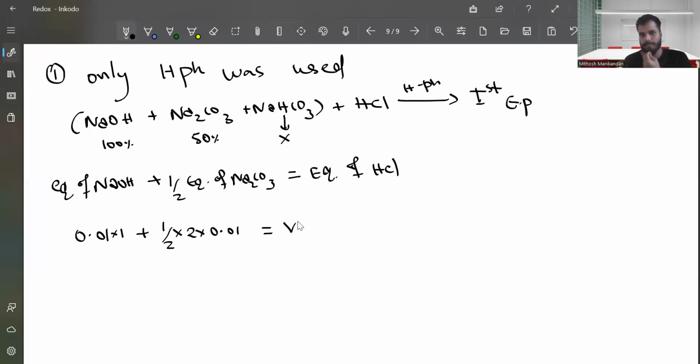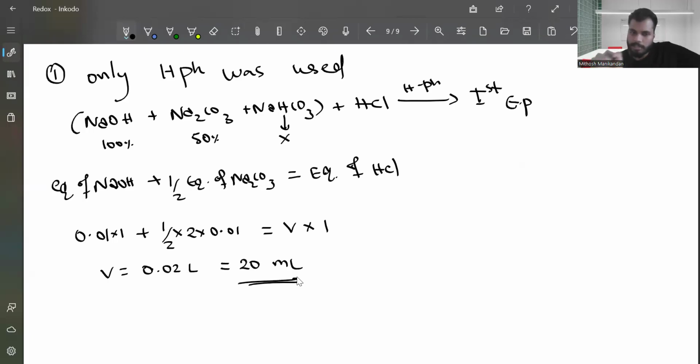So you take the volume multiplied by 1 normal. So what is V? V will come out to be 0.02 liter, which is 20 milliliter. Okay. So the titer reading for the first case is 20 milliliter of HCl. I hope this is clear to everyone. Now let's go to the second one.